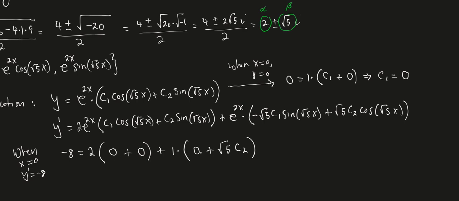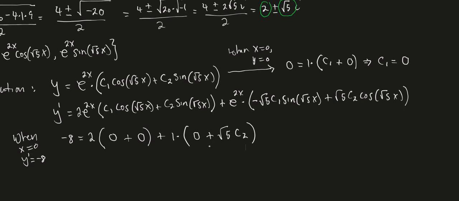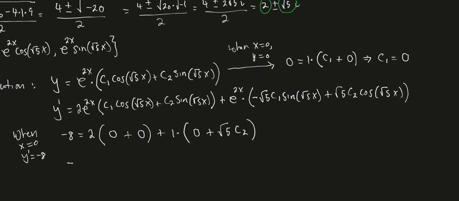And then I have to solve this equation for C2. Well, it certainly helps if we simplify this. So I have negative 8. And so then this is 0. And then in parentheses, I have the square root of 5 times C2. But that's times 1. So it's still just the square root of 5 times C2. So therefore, C2 is negative 8 over the square root of 5.